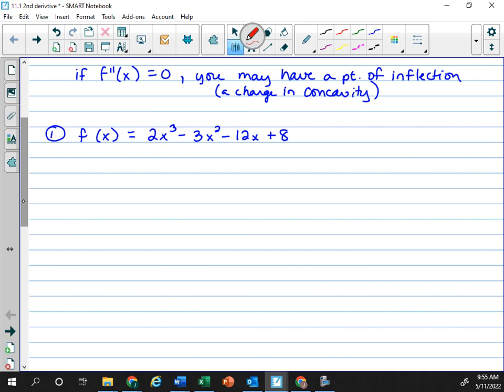Okay, so where do you think we need to start? Yeah, we got to find the derivative. So let's do the first derivative part first. So what is f prime of x going to equal? 6x squared. Yep. Minus 6x. Okay, good start.